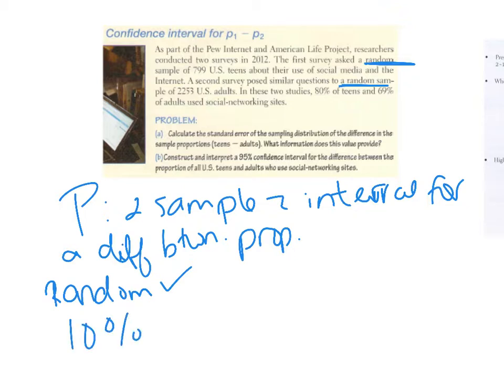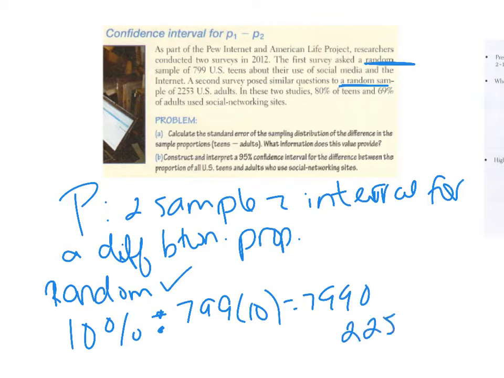As for my 10%, I need to check my teens, right? So my sample, and we have a bigger U.S. population than 7,990 teens. And for U.S. adults, I have a bigger population than 22,530 U.S. adults. So I meet my 10%. And then I need to check my large counts.